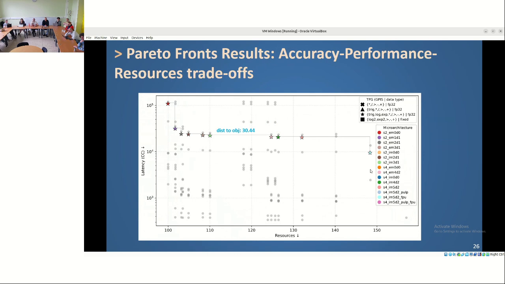We first have a TPG front with an accuracy of 30 millimeters in distance to objective. A second with slightly lower accuracy, but it's non-dominated since it's better in terms of performance and resource. The third follows the same idea. It has lower accuracy, but better performance, and the fourth as well.